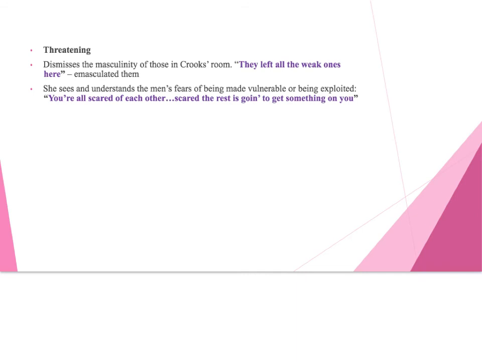She's a threatening presence, as we've said before, and you have that with that opening statement. They've left the weak ones here, emasculating them, and then she states in chapter 5, she sees and understands the men's fear of being vulnerable or being exploited. "You're all scared of each other, scared the rest is going to get something on you." So she knows that the men are scared just as she is. She knows that the men feel vulnerable just as she does. But there isn't an understanding between men and women here. Instead, what there is, is fear. And that fear often is presented through bitterness, the bitterness of experience, and the bitterness of insulting and derogatory language.